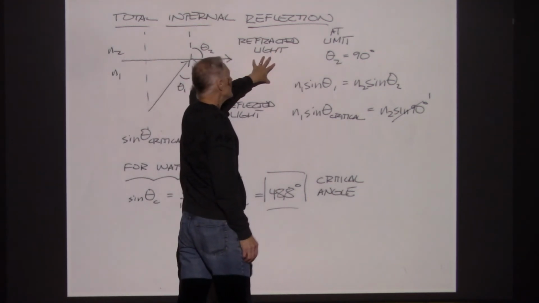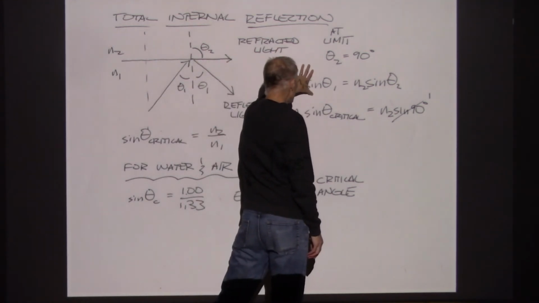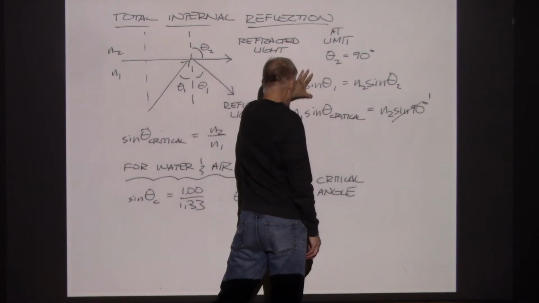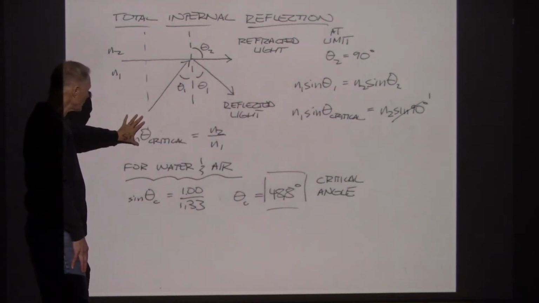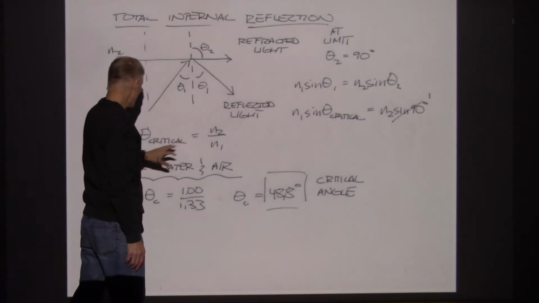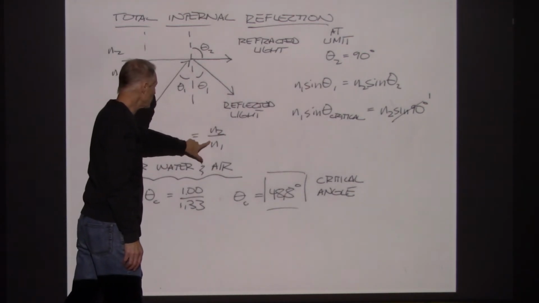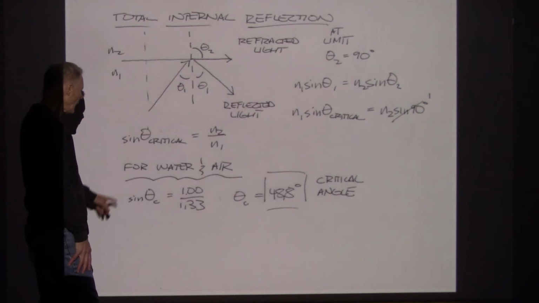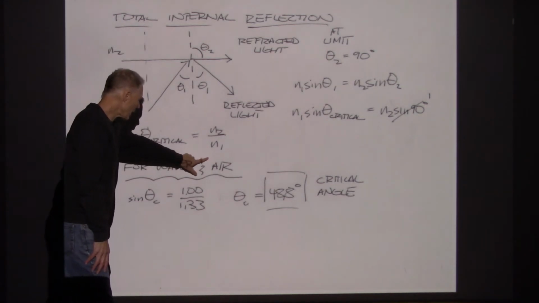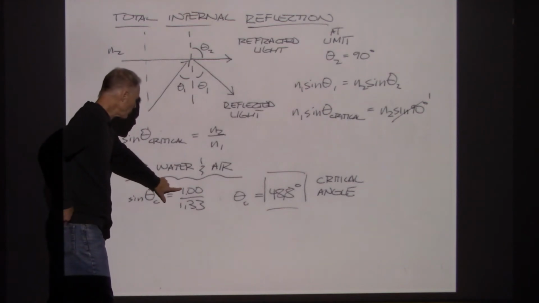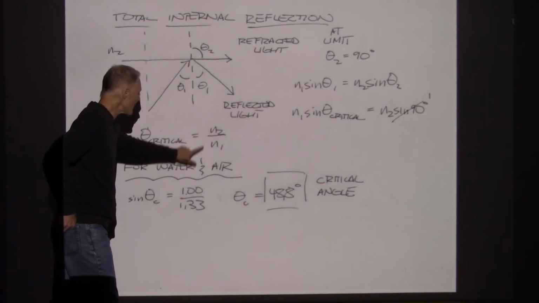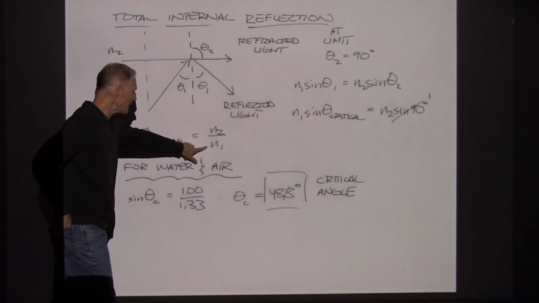That's the limit. And if we use the law of refraction, what that tells us is that the sine of the critical angle is n2 over n1. For a water-air boundary, the sine of the critical angle is 1.00 divided by 1.33. That's the index of air divided by the index of water.